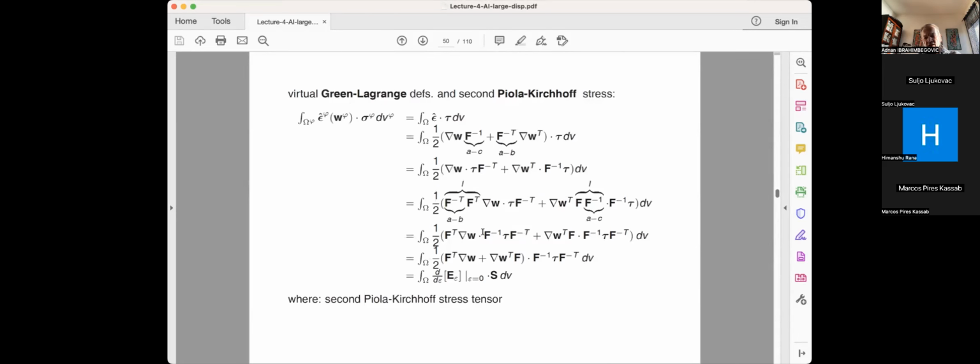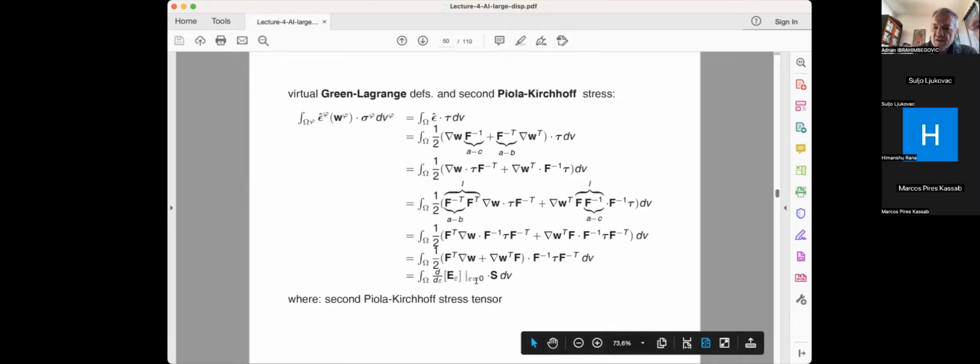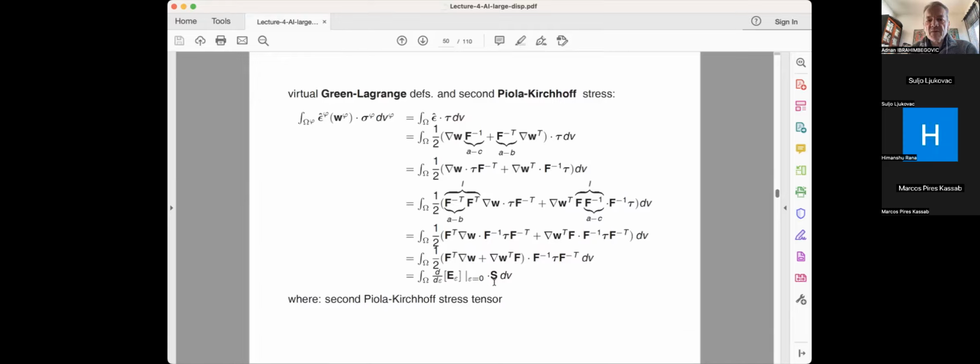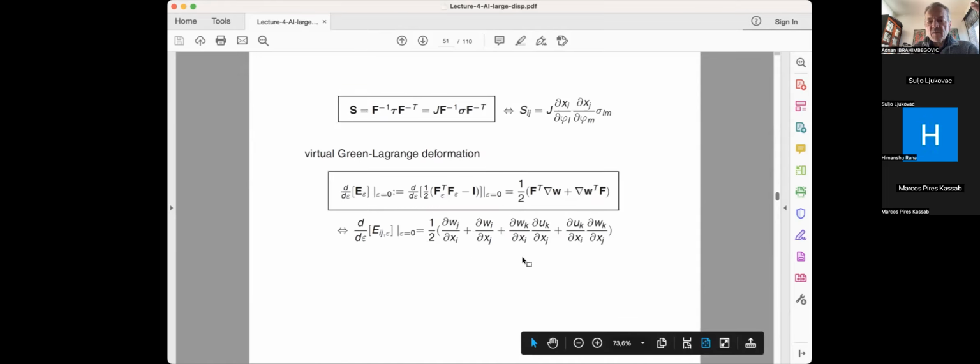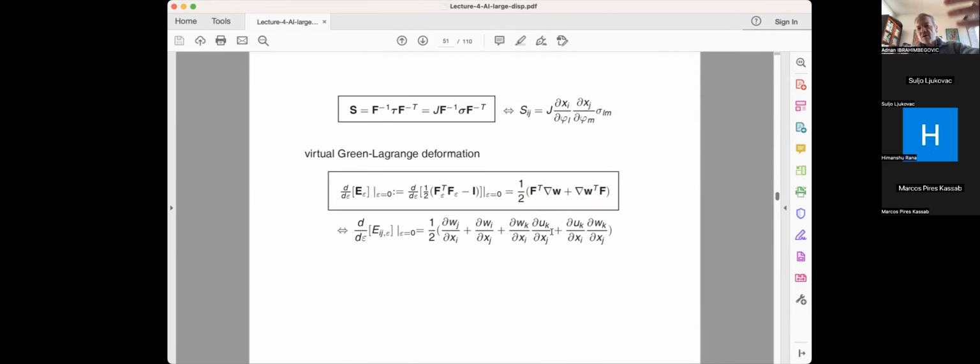So when all is said and done, I can start with a spatial description of the virtual work of the internal forces to get the corresponding material description of the virtual work of these internal forces, in which case the true Cauchy stress is replaced by the second Piola-Kirchhoff stress, and the infinitesimal strain of the virtual displacement is replaced by the variation of the Green-Lagrange strain. Please note this variation of the Green-Lagrange strain is still a function of the real motion, because now it gets more complicated given that you have this transformation going back to the initial configuration.